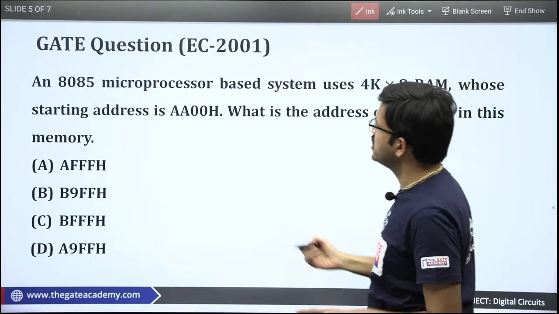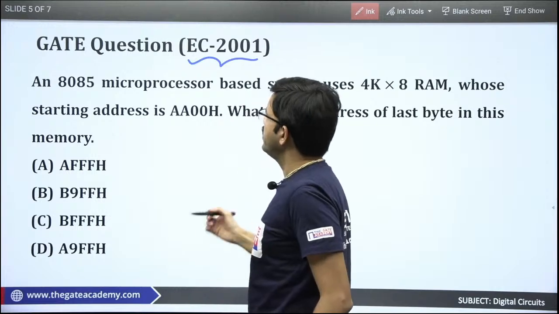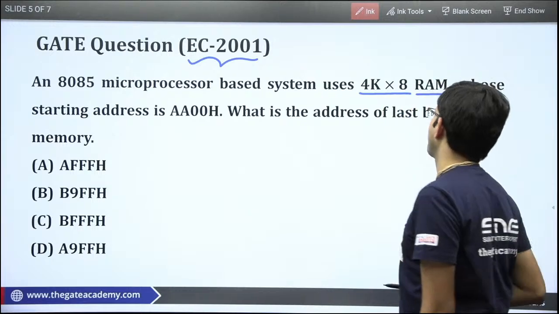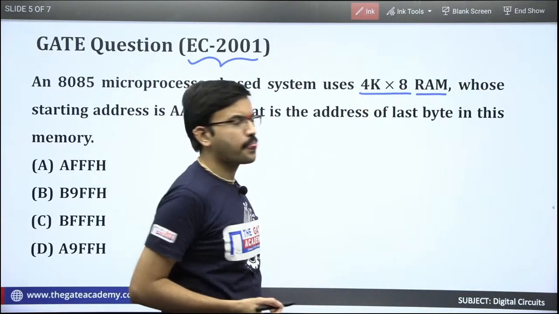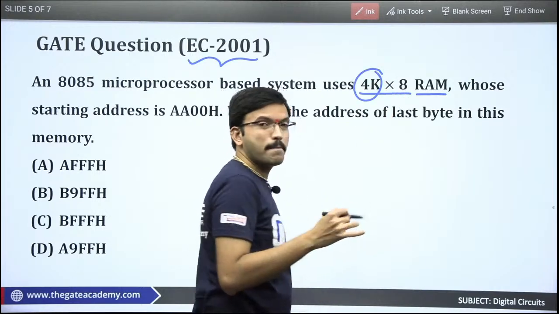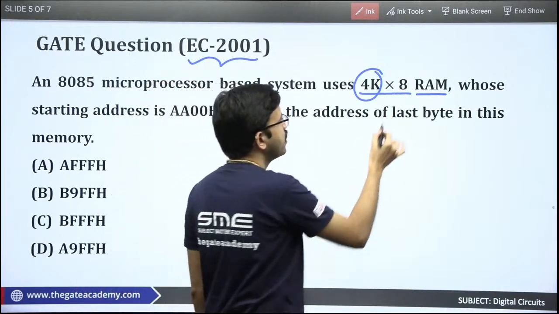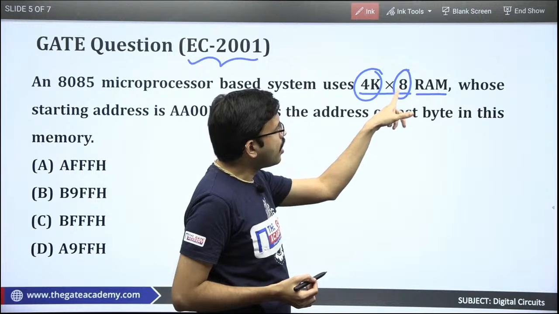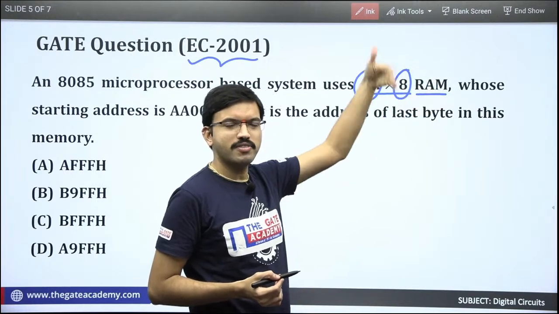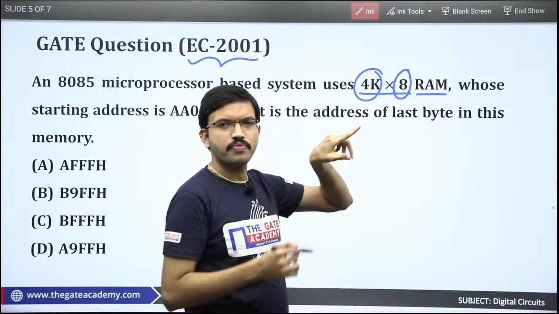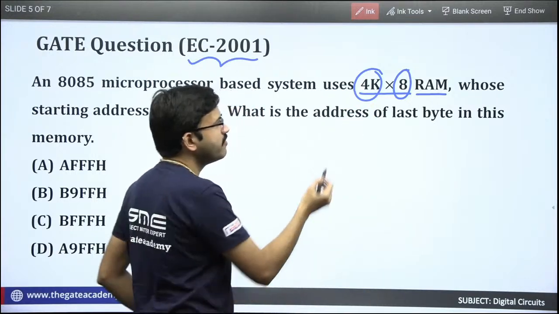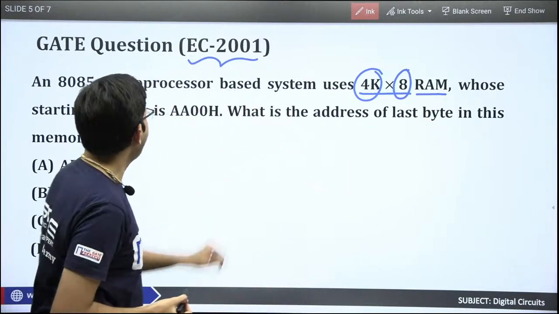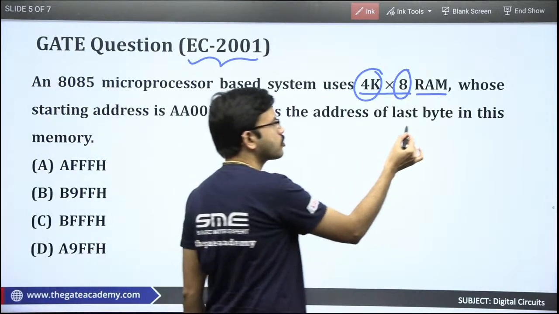This is the question asked in GATE EC 2001. Here they have given the memory size of a RAM like this, 4K by 8. Whenever you have a representation like this, 4K corresponds to the number of memory locations. Here, whatever the number, if they represent it like this, it will always be bits only. Previously we saw a capital B, that means byte. Whenever they represent it like this, by default the data will be in terms of bits.